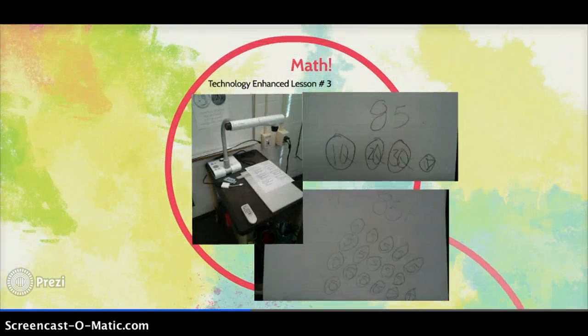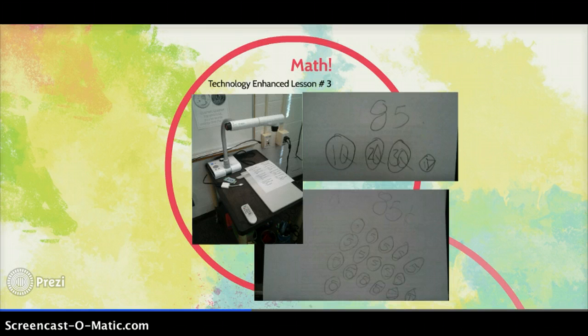My third lesson was again a math lesson, and I kind of used it in the same way as I did the first math lesson, except this time the content area I was teaching was coming up with different amounts of coins, different coins you could use to come up with one amount. So as you can see in the picture, some students came up with using quarters, some came up with using all nickels. It was pretty cool.